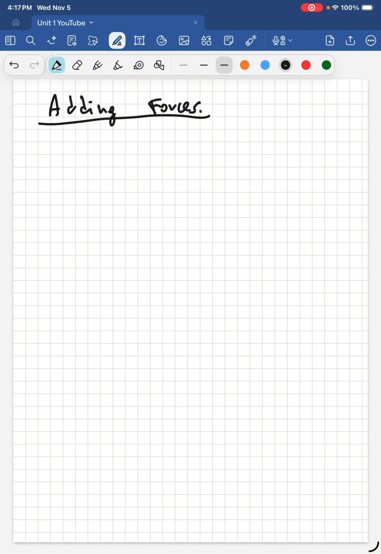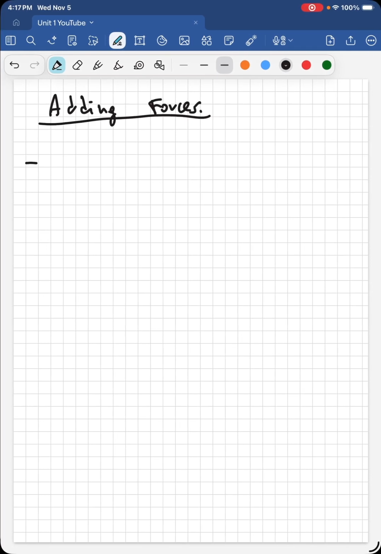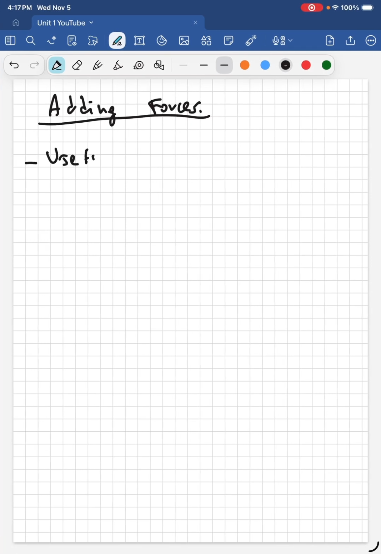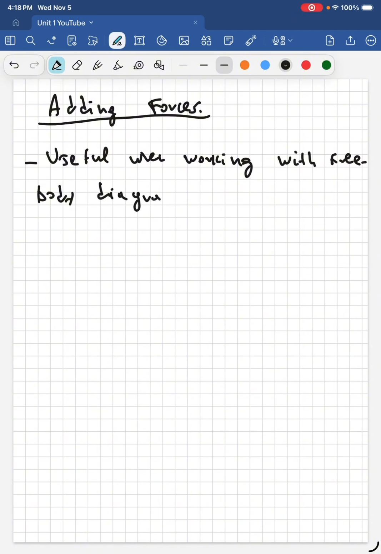So, what do we mean by adding forces, and also where do we need this? So, this is useful when working with free body diagrams. Okay. So, I broke things up into cases.